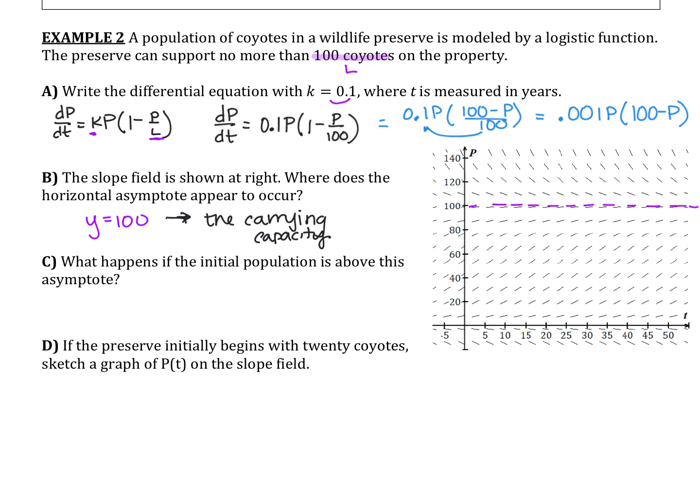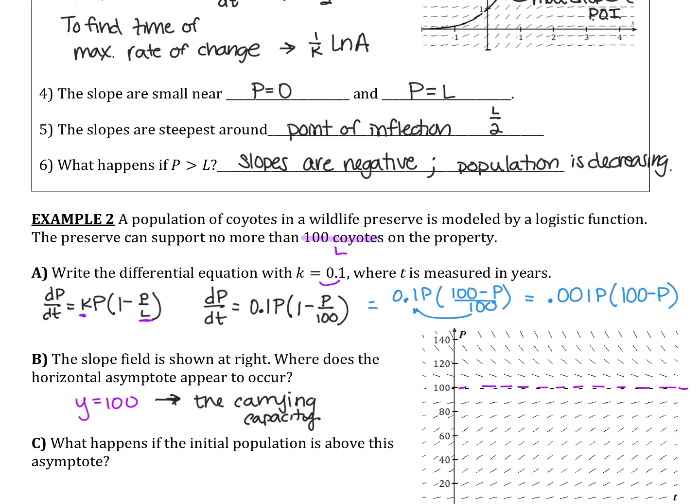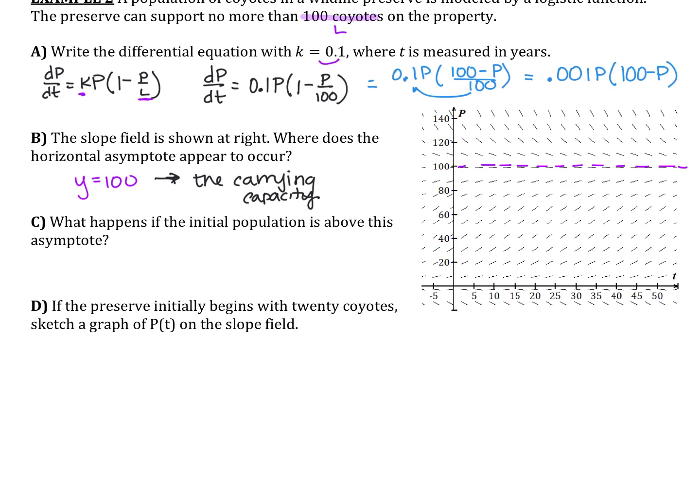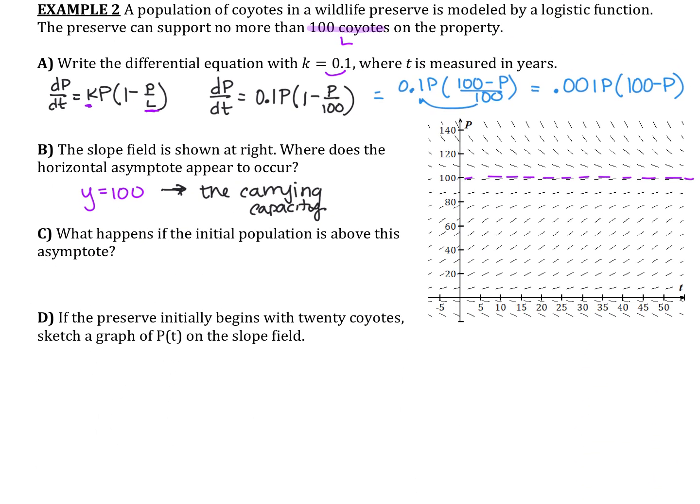Now, what would happen if the initial population was above that asymptote? What do you notice? Do you notice that all of these slope field lines are curving down towards it? And remember how we talked about that the slopes would have to be negative if that was the case, and the population would have to be decreasing. So if what we found was the initial population was above that asymptote, that's what we'd be seeing. So we would be seeing the population in decline. So the population will decline.